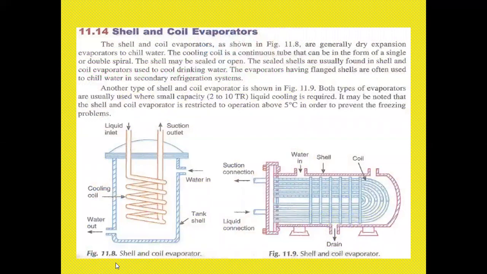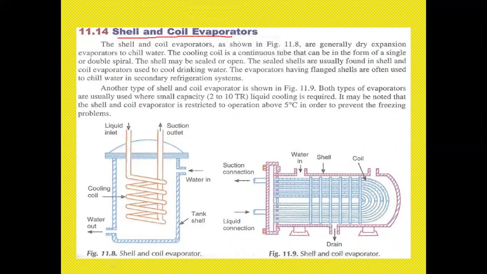So, coming to the types of evaporators, in the last class we discussed the various classifications of evaporators and the working principle of a basic evaporator, right? Today in this class we'll discuss the various types of evaporators which are used for vapor compression refrigeration systems as well as absorption refrigeration systems. Okay, now we'll start. The first type of evaporator is the shell and coil evaporator.